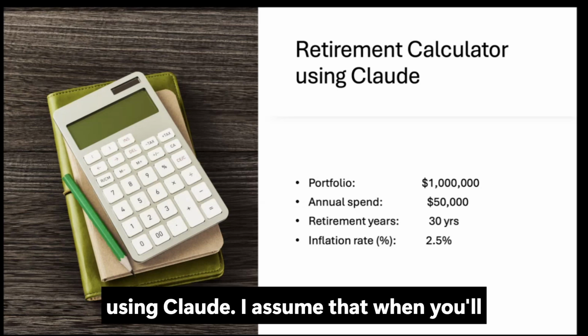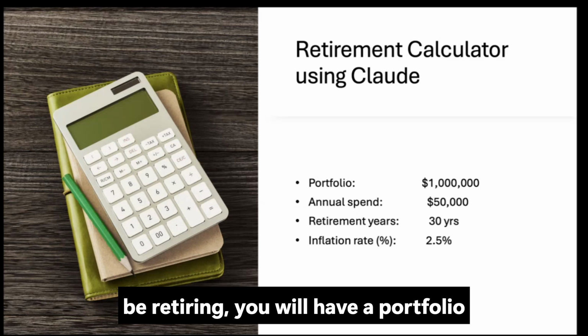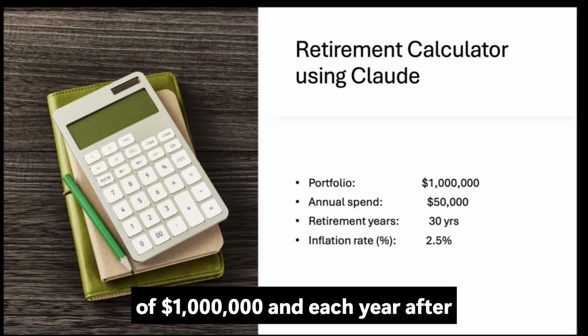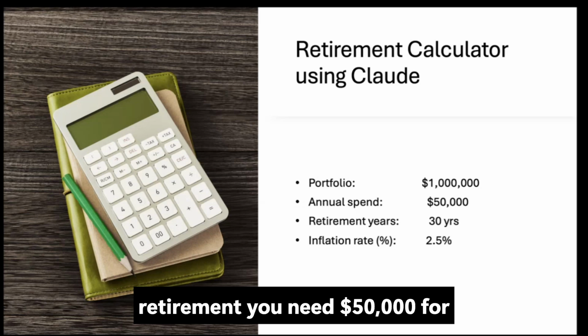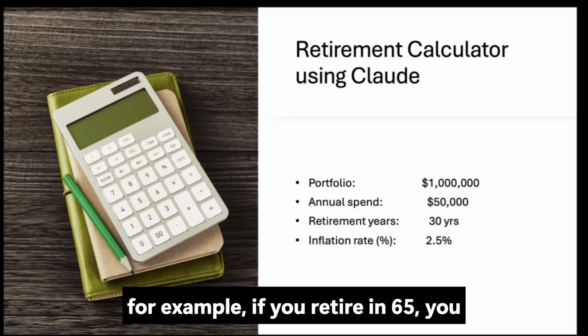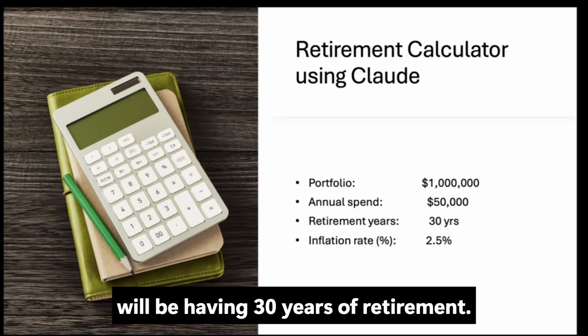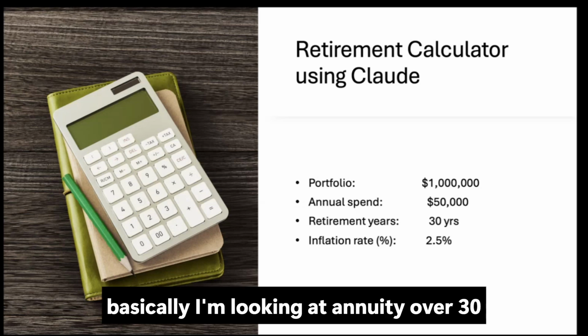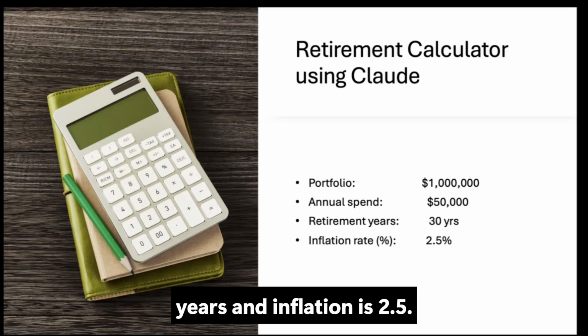I assume that when you retire, you will have a portfolio of $1 million, and each year after retirement you need $50,000 for your daily expenditure. For example, if you retire at 65, you will have 30 years of retirement. So basically, I'm looking at an annuity over 30 years, and inflation is 2.5%.